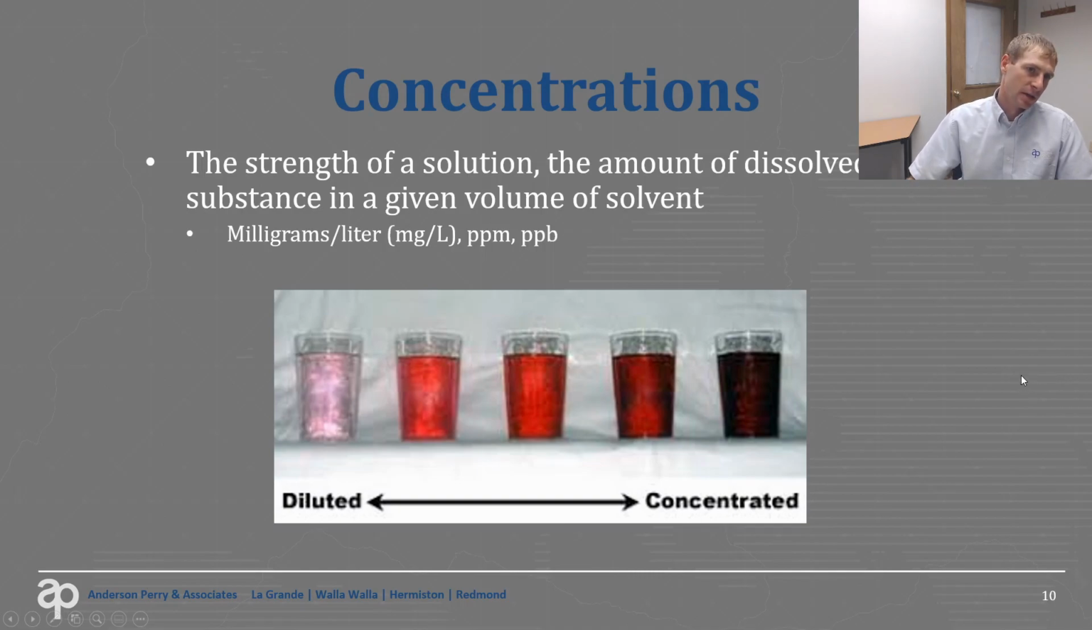Concentrations. Concentration is the strength of a solution, the amount of dissolved substance in a given volume of solvent, typically in milligrams per liter, parts per million, or parts per billion. So if it is diluted, you do not have very much of a dissolved substance. And if it is concentrated, you have a lot, shown in this diagram, with diluted being on the left and concentrated being on the right.